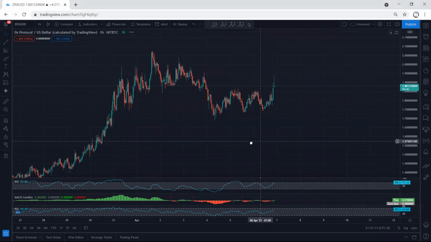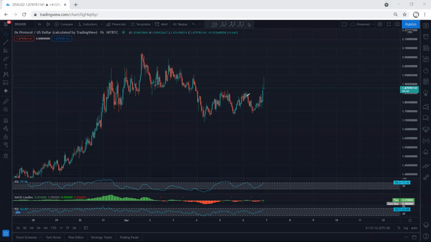ZRX, we start with the 1 hour chart. Okay, if we refer to our analysis, since the price was here, we mentioned we can expect the price to drop because maybe we can look for a flat for one more drop. The price dropped, but it couldn't break this low. Now the question is, how can we look at this?